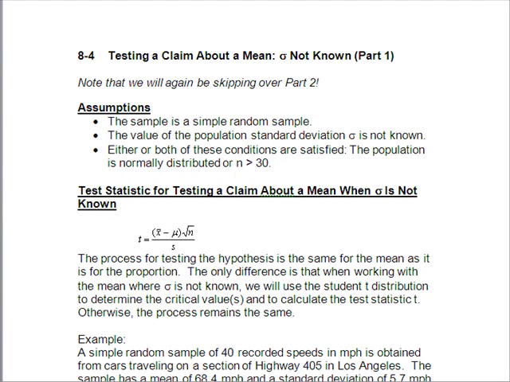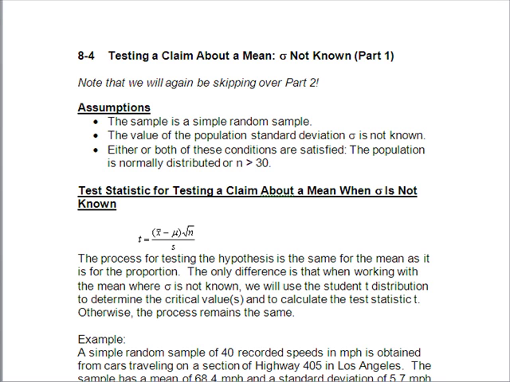Today we're looking at section 8-4, testing a claim about a mean, and in particular we're focusing on the case where the population standard deviation sigma is not known, and that we'll be skipping over part 2. Again, this is the case where sigma, the population standard deviation, is known. So we're going to skip over that again.